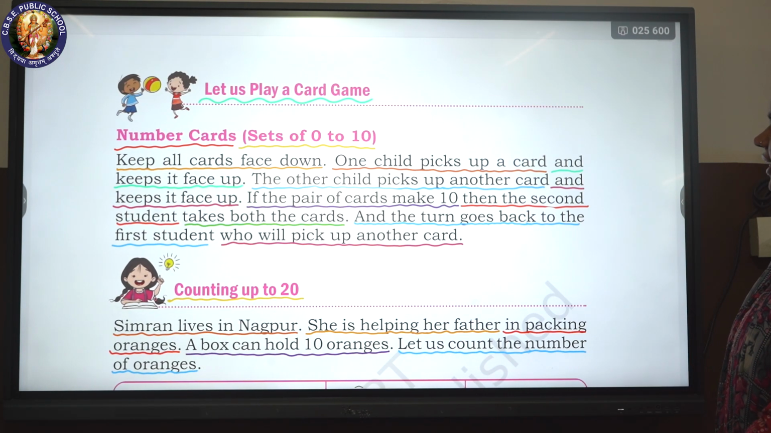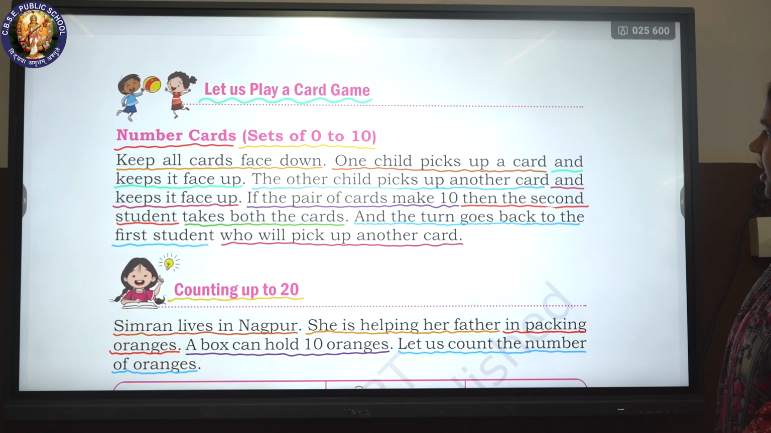Let us play a card game. Number cards. Sets of 0 to 10. Keep all cards face down. One child picks up a card and keeps it face up. The other child picks up another card and keeps it face up.